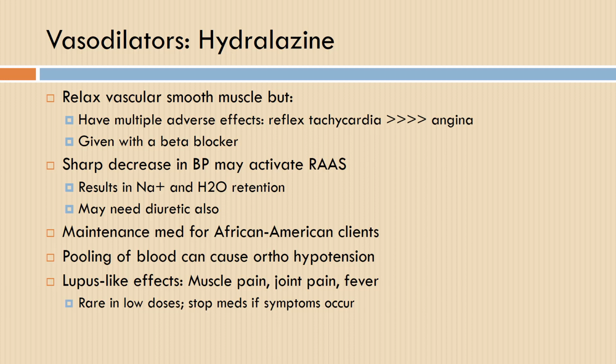Another adverse effect: a sharp decrease in blood pressure could activate the renin-angiotensin-aldosterone system, which results in fluid retention. Diuretics are often needed to offset this effect. When used as a maintenance medication, hydralazine is given along with isosorbide dinitrate, an organic nitrate, which dilates the coronary arteries, decreases the oxygen demands on the heart, and reduces cardiac output.